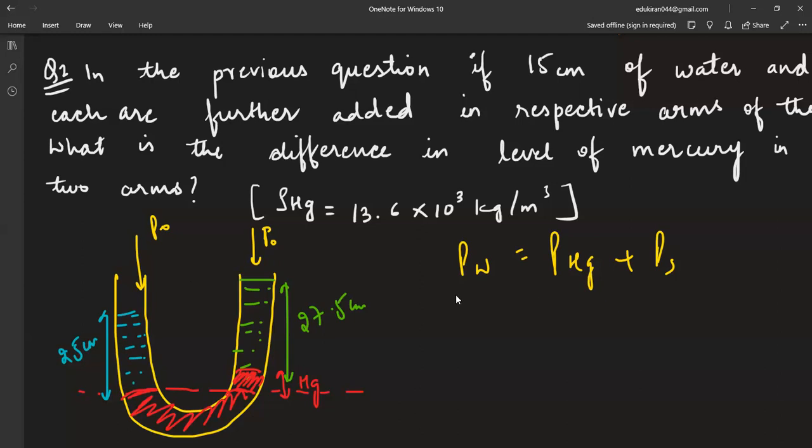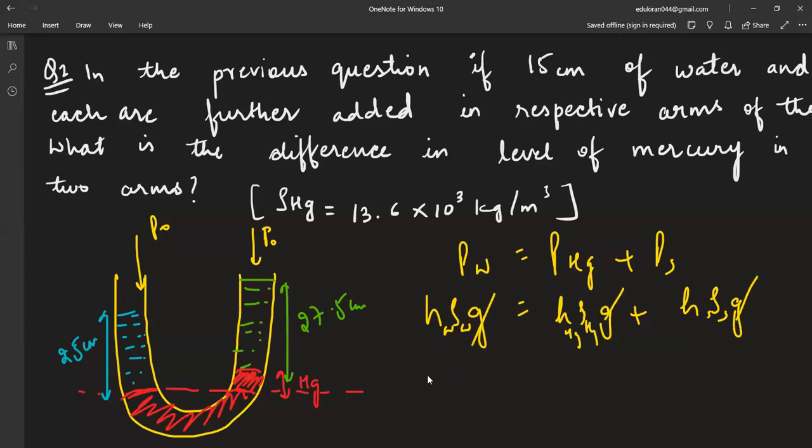Okay. So see, P naught I'm canceling because I'm not writing. P naught will be canceled anyways. h rho g of water, density of water. Then again, h rho g, height of mercury, density of mercury. Again, h rho g of spirit. So g will also be canceled. Basically we are left with height of water into density of water plus height of mercury into density of mercury plus height of spirit into density of spirit.